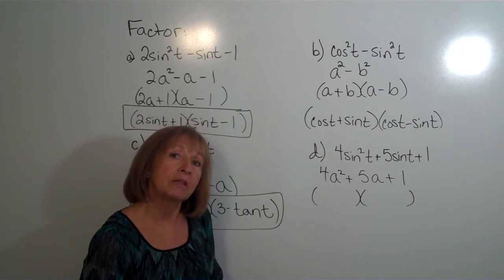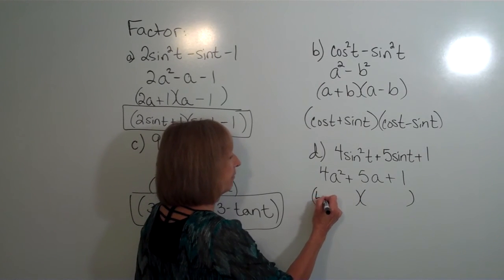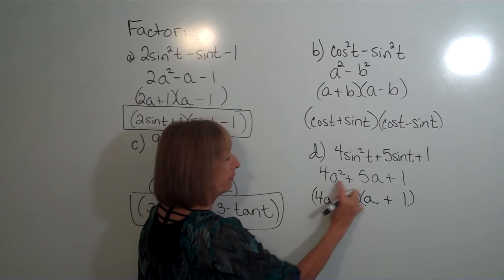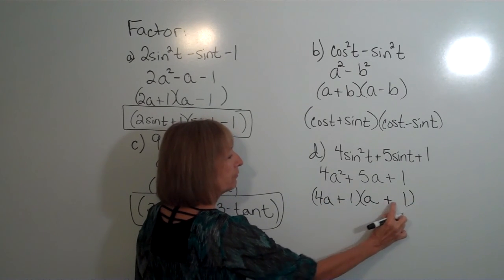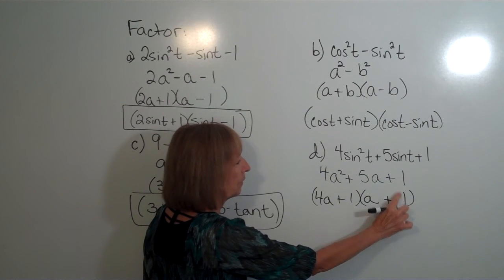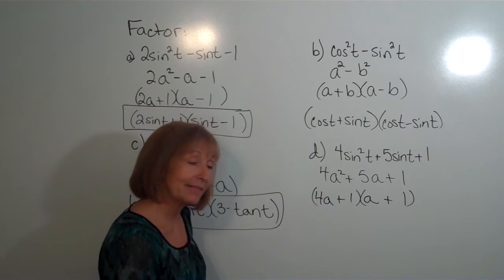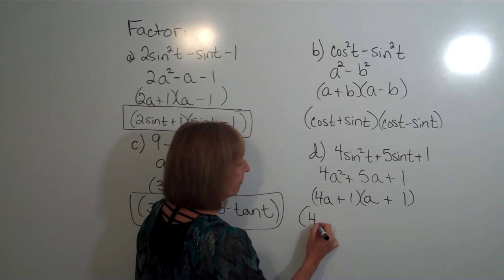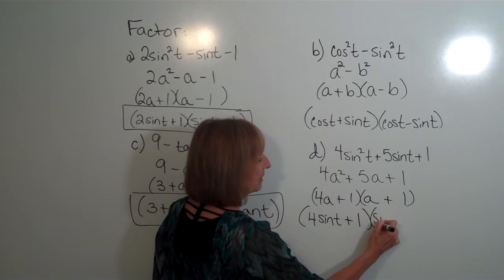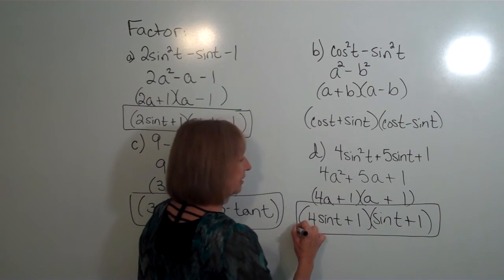The choices that would give me the correct 5 coefficient in the middle would be if I have a 4a and an a, and then a plus 1 and a plus 1. That'd be 4a squared plus 4a plus another a is plus 5a, and then 1 times 1 is 1. But a, again, is taking the place of sine t. So I'm going to have 4 sine t plus 1 times the sine of t plus 1 for my factorization.